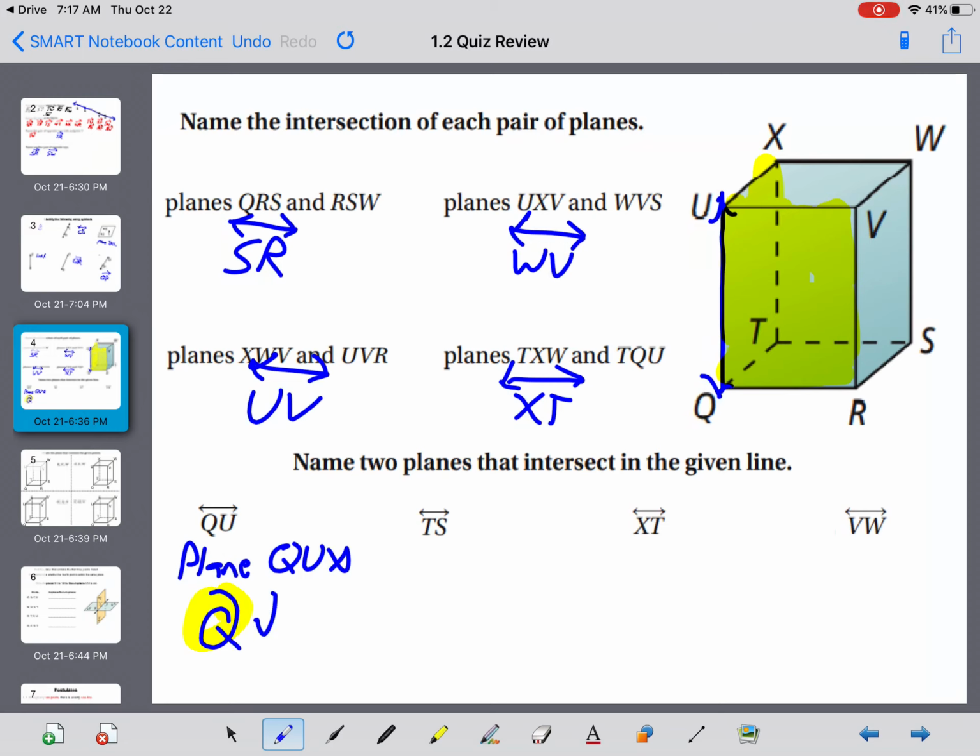Q, U, R. Next one says name two planes that intersect in the given line. Okay, so line TS. If we erase our image here, line TS is actually right here. So the planes that are intersecting are the bottom plane and the back plane.